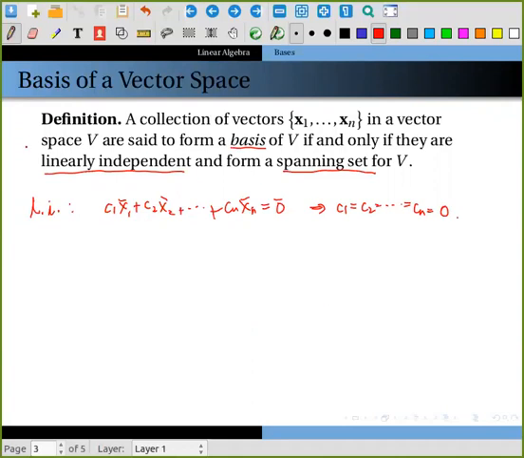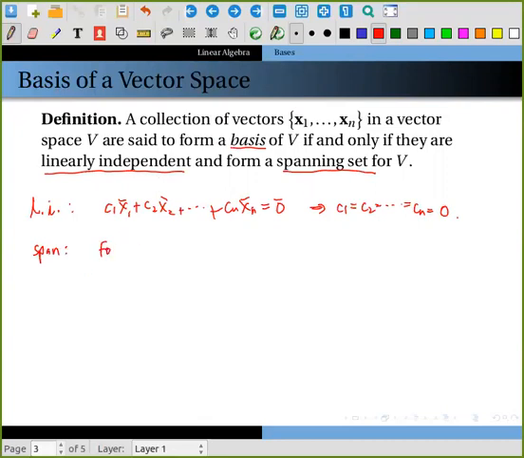Remember, this is the opposite of linear dependence. And linear dependence says that one of these vectors, x1 for example, could be written as a linear combination of the other n minus 1. So this is the definition of linear independence, but we can think of it as the opposite of linear dependence. To be a spanning set, the defining equation is similar, but different, of course.